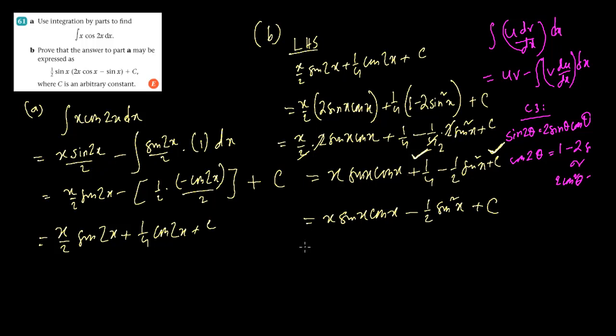If I take half sine x common, it would be half sine x times 2x cos x minus sine x, plus c. You can check by multiplying half sine x into this: the 2 and 2 cancel, it will be x sine x cos x, so this is x sine x cos x, it matches. If you multiply half sine x with this, it will be half sine square x, it matches. So this is proved.